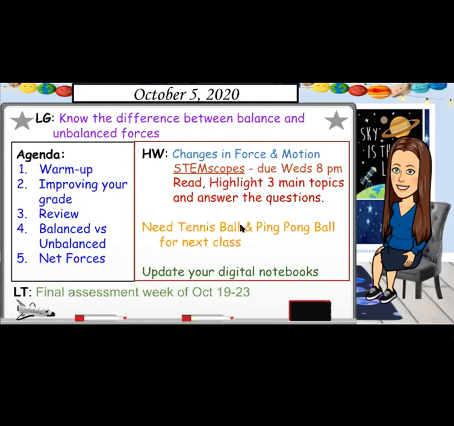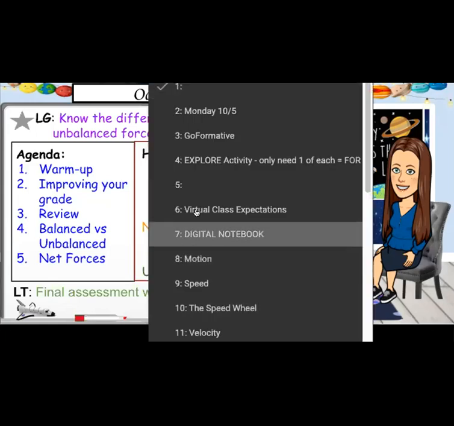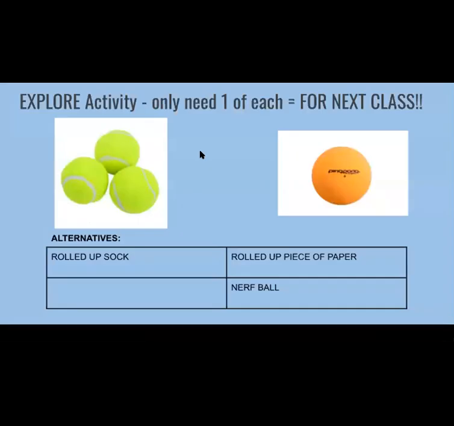I do want to point out that the activity we were going to do with the tennis ball and ping pong ball is going to be pushed to next class. So if you gathered those materials, please just save them for Thursday. If you did not gather those materials, I just want to remind you that you can use some alternatives. You could have a rolled up sock or a rolled up piece of paper. We need 2 objects that can roll, one that is heavier than the other. Okay, questions on that?